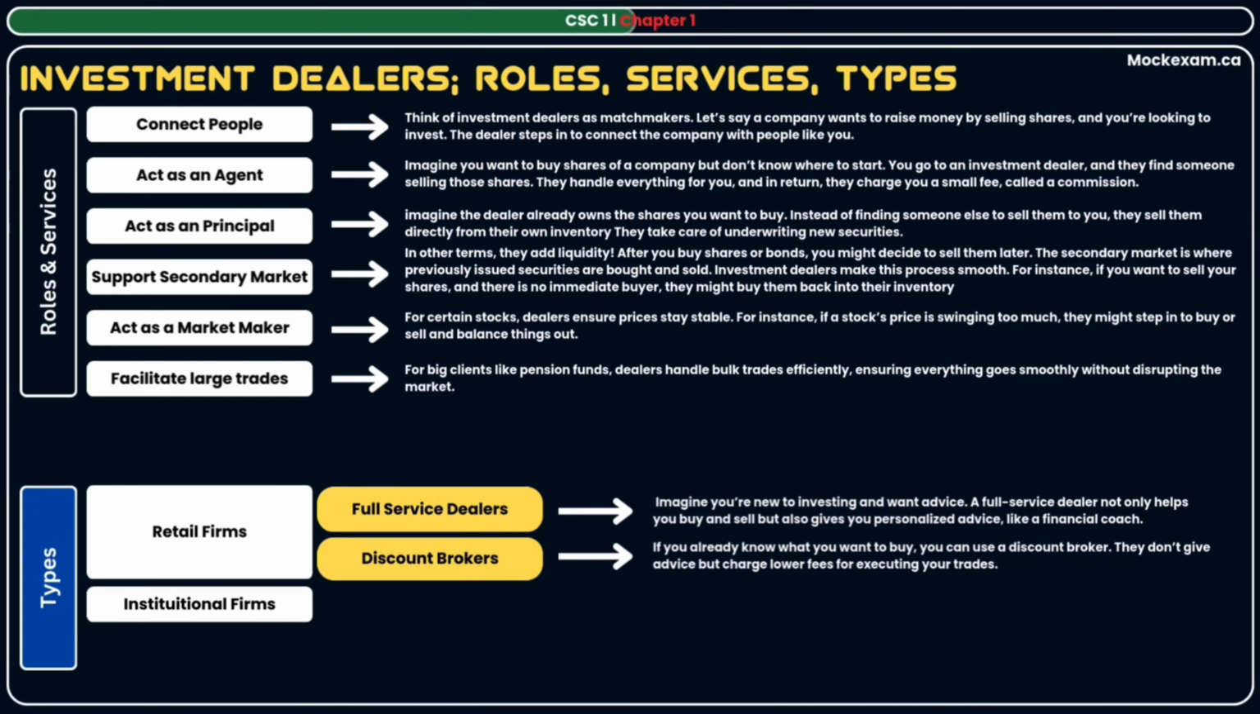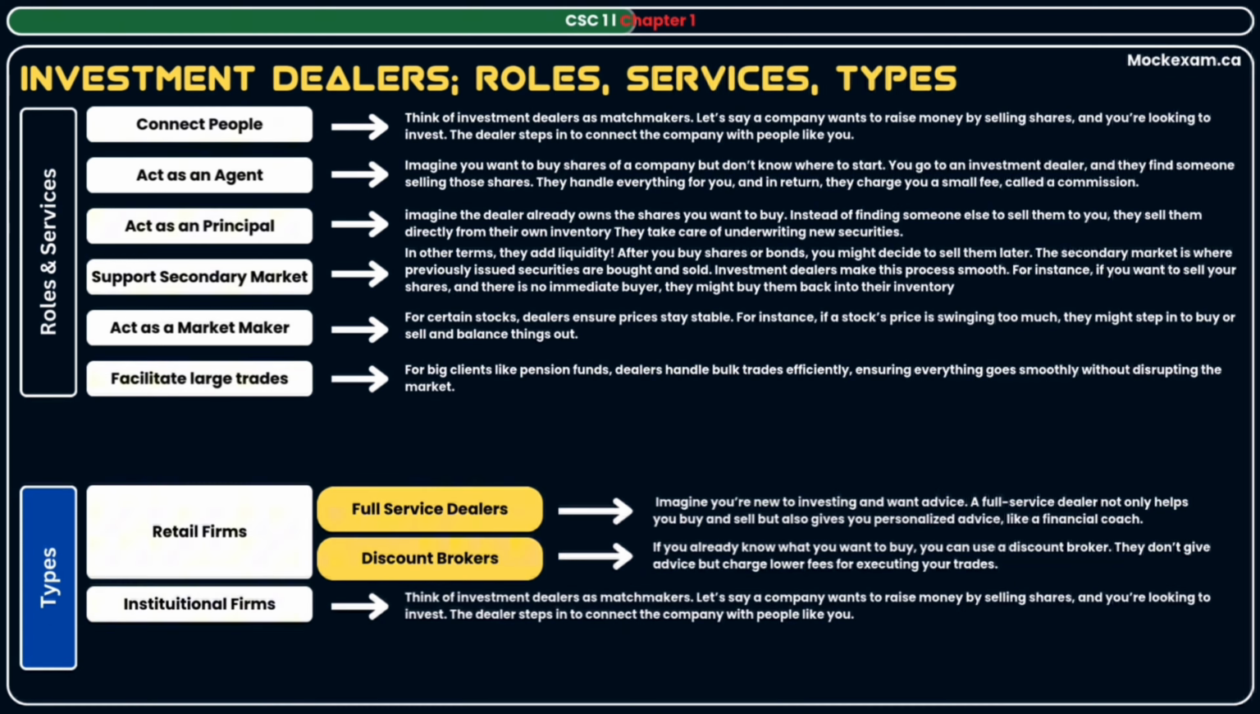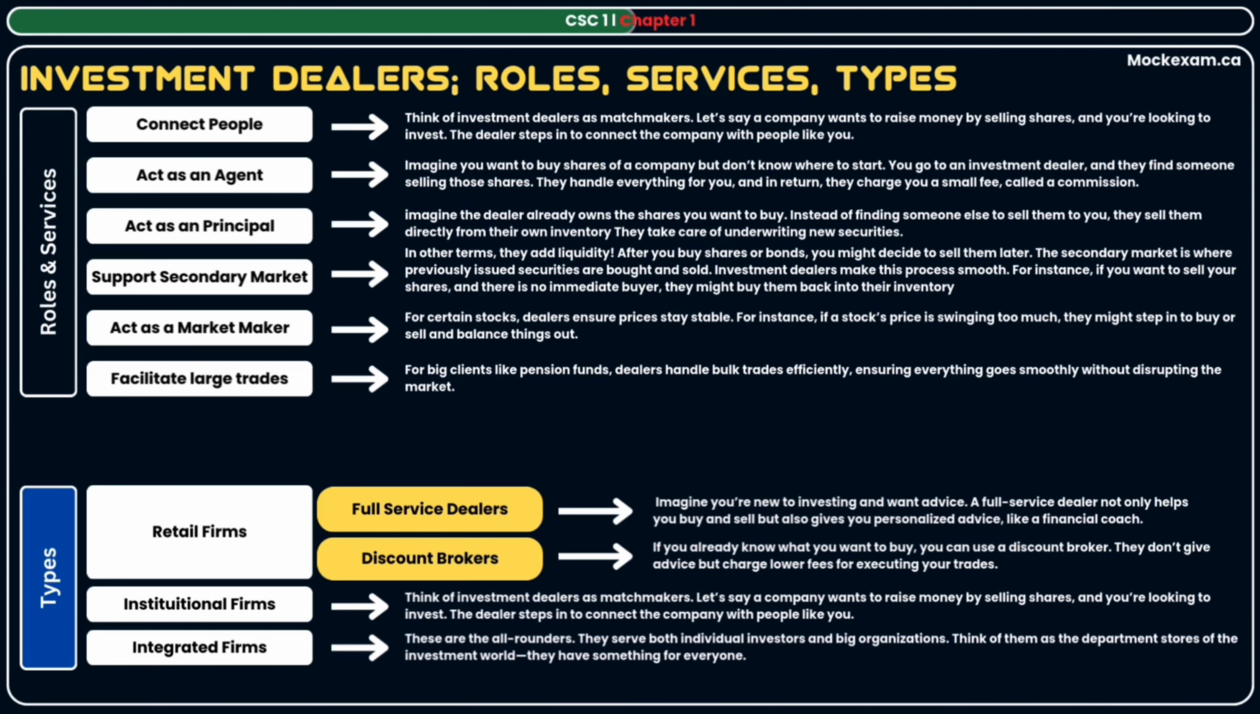Number two, institutional firms. These dealers work with big players like mutual funds or pension funds, handling large transactions. For example, if a pension fund wants to buy millions of shares, an institutional dealer manages the trade efficiently. Number three, integrated firms. These are the all rounders. They serve both individual investors and big organizations. Think of them as the department stores of the investment world. They have something for everyone.